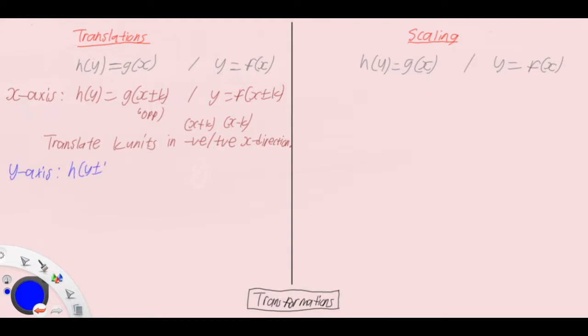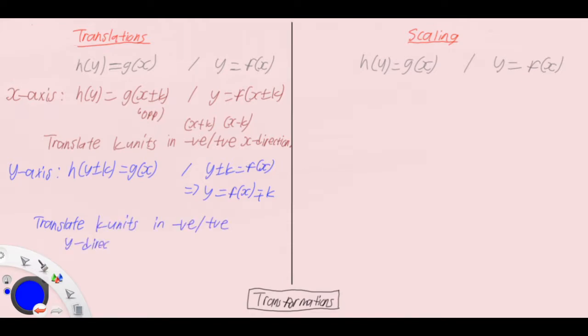Similarly for the y-axis, we only affect the y variable, so h(y ± k) or y ± k. Of course, if you get y ± k, you can change it to y = f(x) ∓ k. Same idea: translate k units in the negative or positive y direction. Again, negative for y + k, positive for y − k. Of course, if you look at y = f(x) ∓ k, you can write it as y = f(x) ± k.